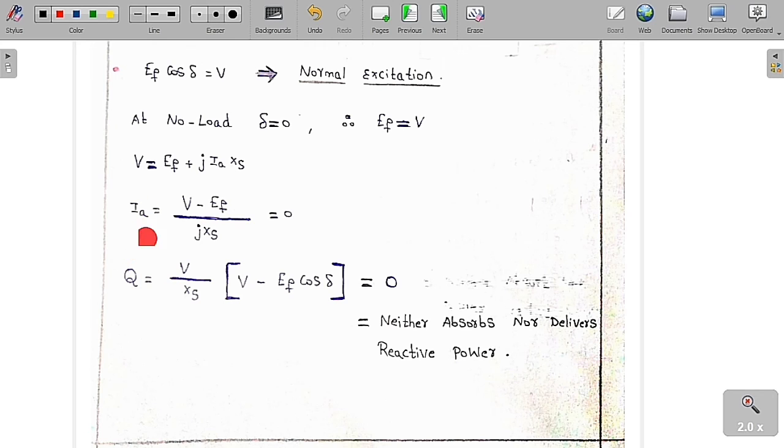And the current IA is always in phase with respect to EF in this case. So it is called a unit power factor. It is said to be a unit power factor because power factor is defined with respect to EF and IA, which is called psi. As psi is equal to 0, we can say the power factor is equal to unity. So this is the expression of the amount of reactive power which is input. As it is equal to 0, we can say it neither absorbs nor delivers the reactive power.